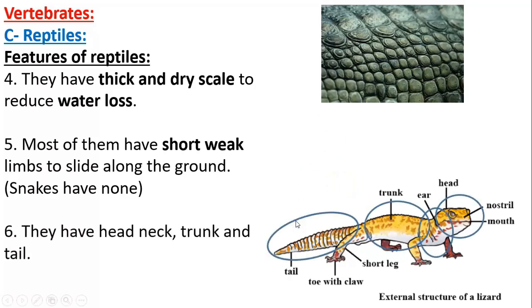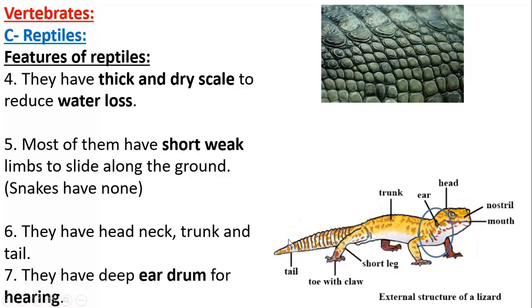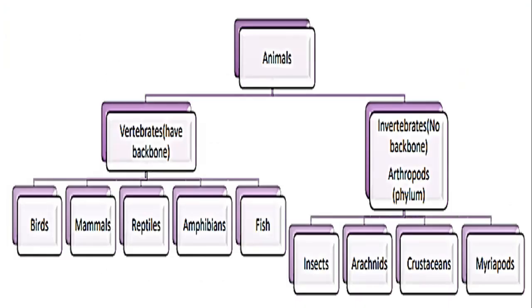Have a look at their bodies. Their bodies are divided into four sections: head, neck, trunk, and finally the tail. What else do they have? They have a deep eardrum for hearing. Remember amphibians? They had an external eardrum. Here they have a deep eardrum for hearing. We will see another class now, but we will start from the top again.